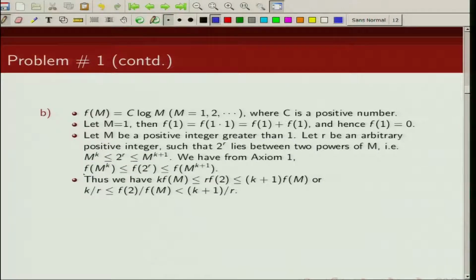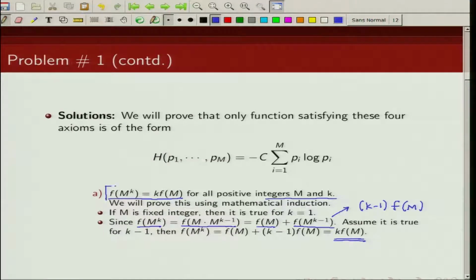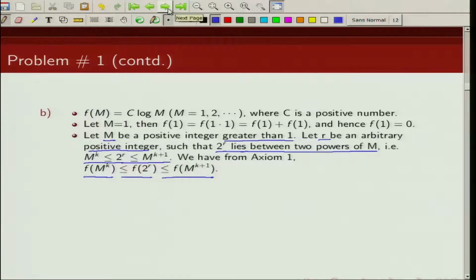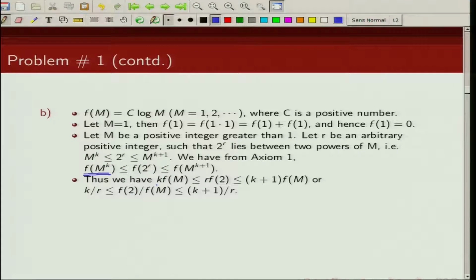Now what is f(m^k)? We just showed, if you recall, that f(m^k) is given by this. So we can write f(m^k) as k times f(m). We can write f(2^r) as r times f(2), and f(m^(k+1)) can be written as (k+1) times f(m).